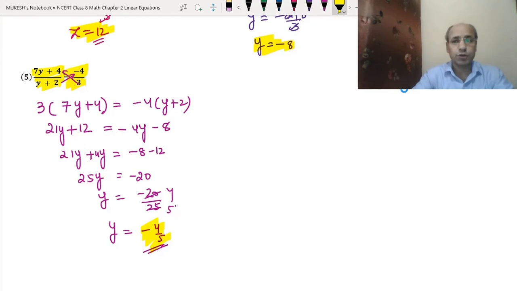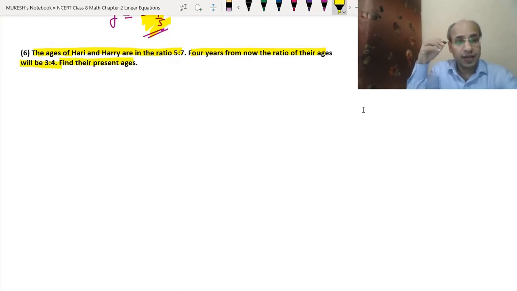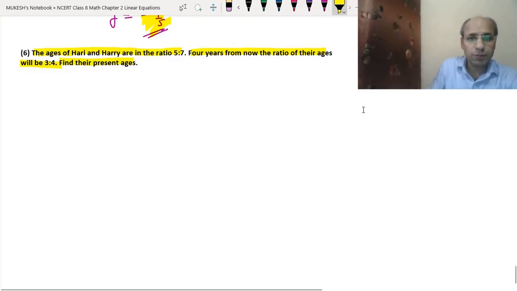Now let's do the sixth question. In the sixth question, we have the ages of Hari and Harry are in the ratio 5:7. 4 years from now, the ratio of their ages will be 3:4. Find their present ages. You can see that the question is the same as we have done in the example just now. It is exactly the same question. So what will we do?